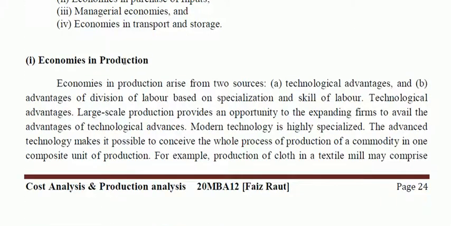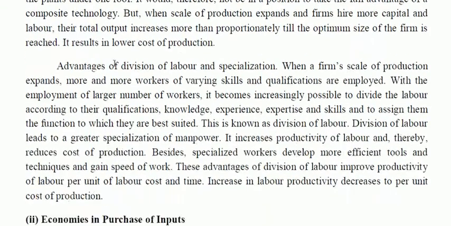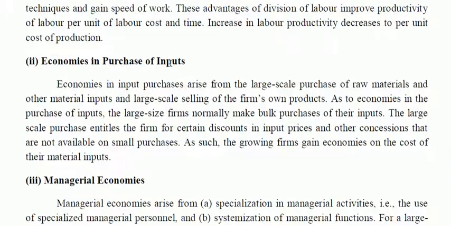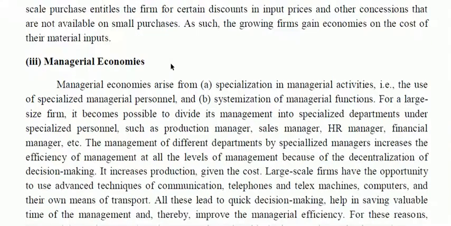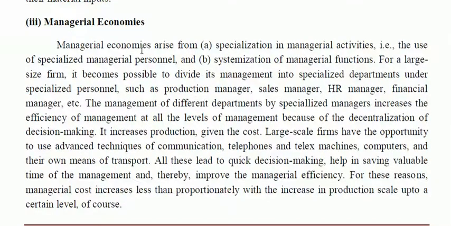In economies in production, you can produce a huge amount of products, many products at once, so you will have economies in production. Your per unit cost of production will decrease. You have economies in purchase of inputs. You can purchase a large amount of inputs from the suppliers, so your suppliers are also very happy, and since you can buy a large amount, they'll give you much more discount, so the per unit cost of buying will also reduce. Managerial economies: you have too many well skilled managers who will handle the situation very efficiently, so it is very easy for you to run the business, so you are having economies in terms of managerial economies.